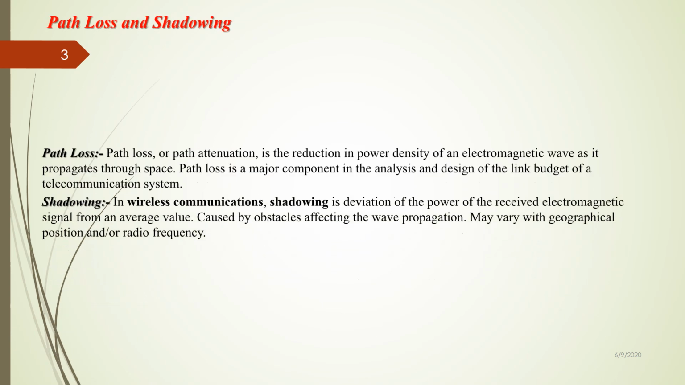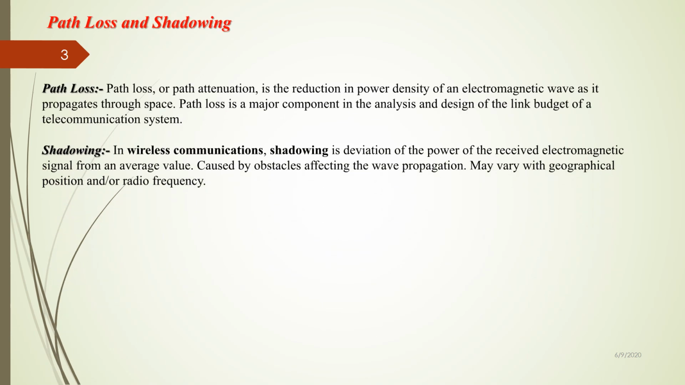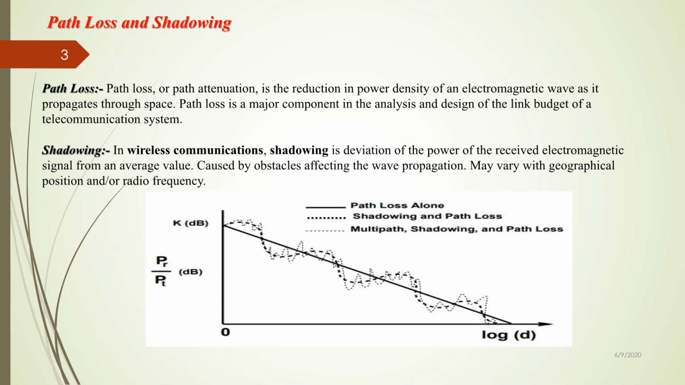So first, what is path loss? Path loss is the reduction in the power density of an electromagnetic wave as it propagates through space. Path loss is a major component in the analysis and design of the link budget of a telecommunication system. And shadowing is the deviation of the power of the received electromagnetic signal from the average value, caused by obstacles affecting the wave propagation.